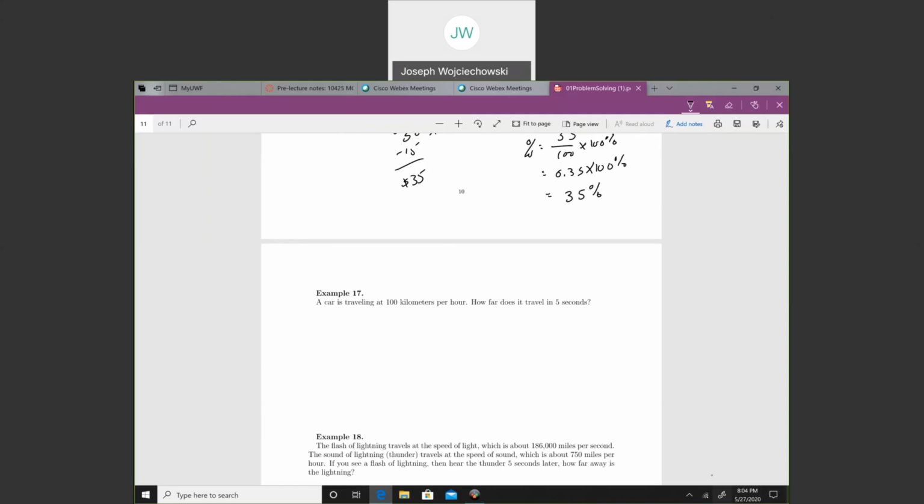A car is traveling at 100 kilometers per hour. How far does it travel in 5 seconds? So, 1 hour is 60 minutes.